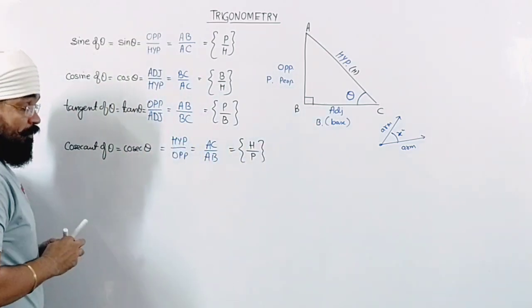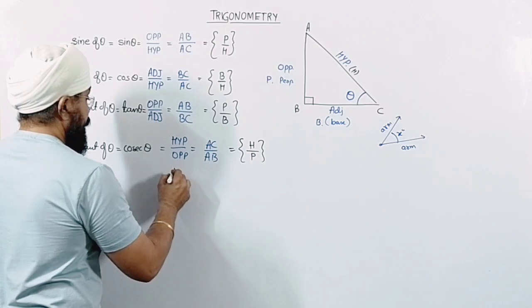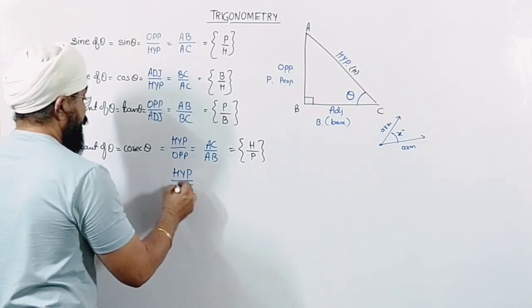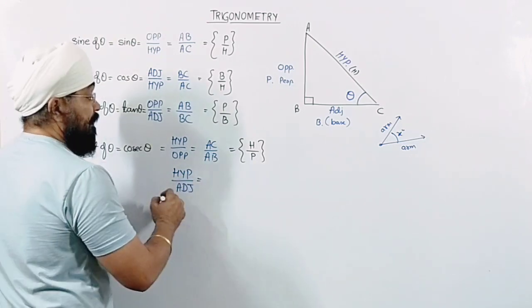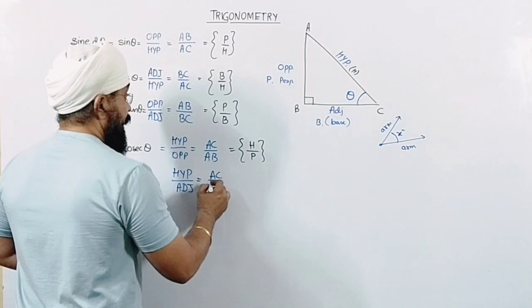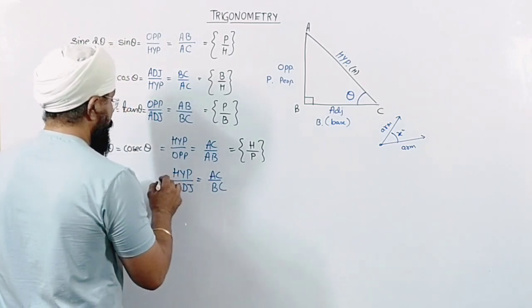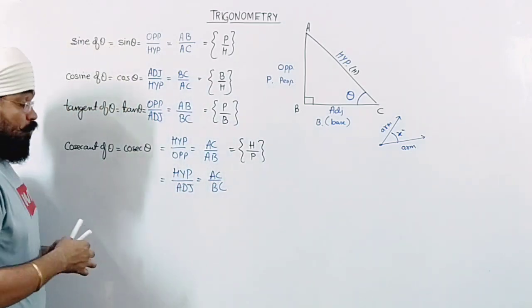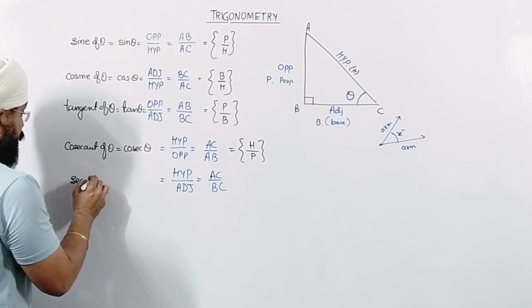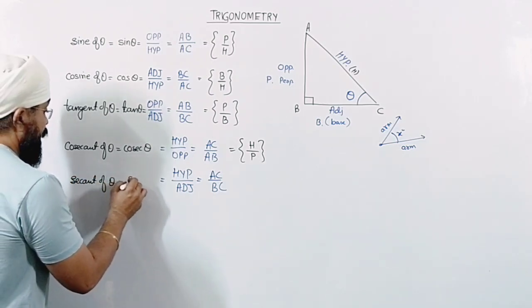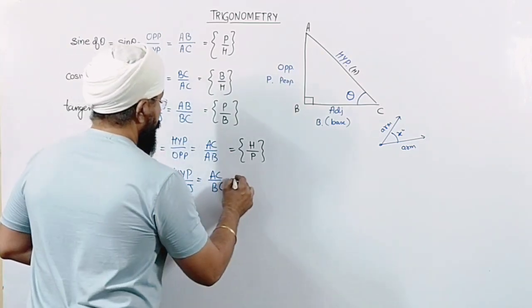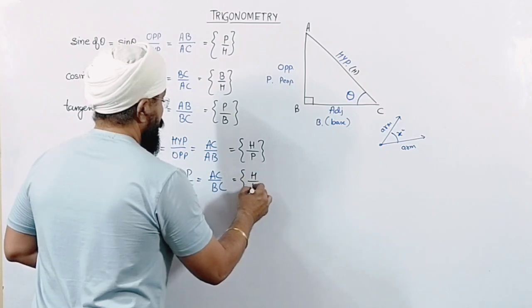And if I go with one more, the same thing, I am going to take hypotenuse divided by adjacent. If I take the ratio of these two sides, hypotenuse is AC and adjacent is BC. Clear? And this relation is known as secant. Secant of theta, we write sec theta. Clear? Definitely this is hypotenuse upon base.